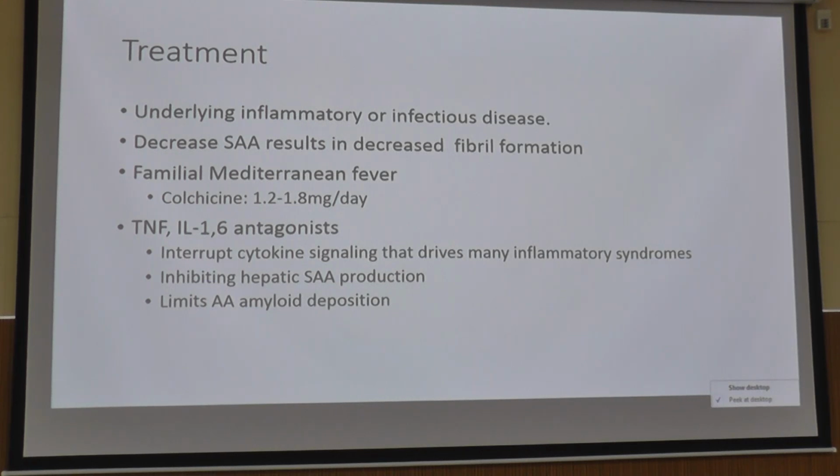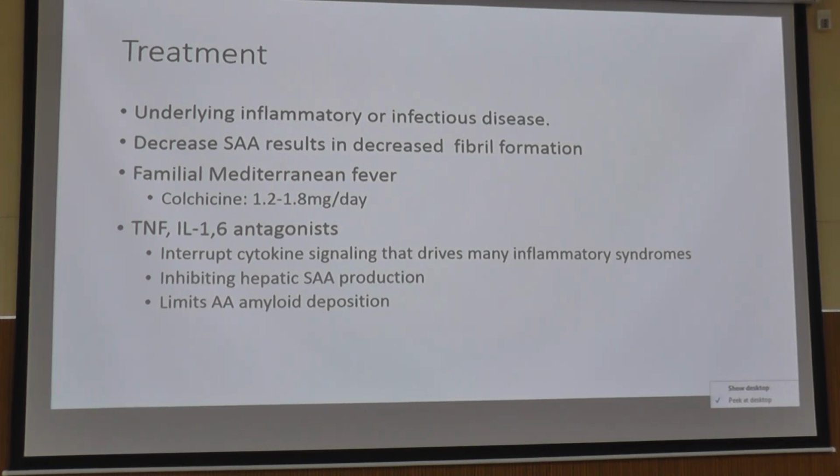For example, in familial Mediterranean fever, colchicine is useful, but not in other cases. In other cases, TNF alpha or interleukin 1 or 6 antagonists will be used. They inhibit the hepatic production and limit the deposition, and they interrupt the cytokine signaling. So these anti-inflammatory cytokine antagonists are the main management in these conditions.